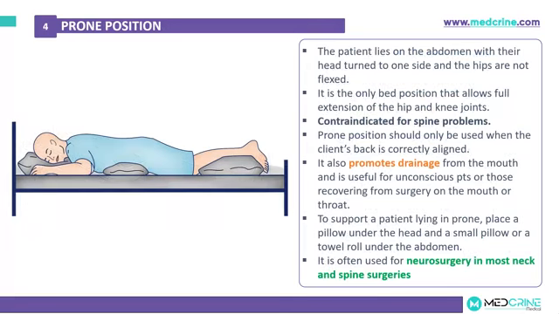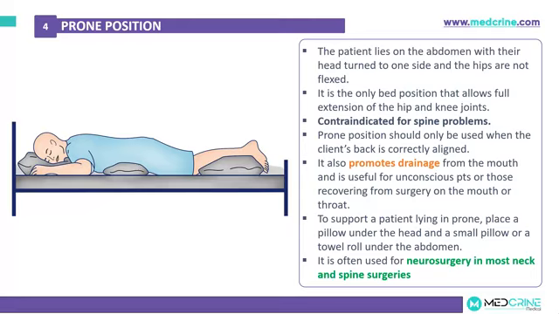The third position is the prone position. In prone position, the patient lies on the abdomen with their head turned to one side and hips not flexed. This is the only bed position that allows full extension of the hips and knee joints. However, prone position is contraindicated for patients who have spine problems.